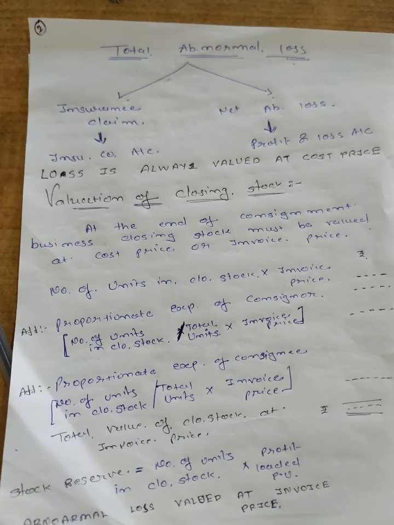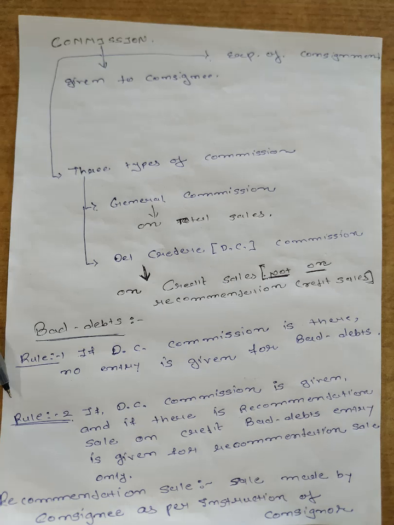Third one is a commission. Commission is an expense of the business, and it is given to the consignee for his service to the consignment business. There are two popular types of commission. One is a general commission. The general commission is calculated on some percentage of total sales, while there is a del credere commission, or a DC commission. If we abbreviate it, the popular name of this commission is DC commission. The DC commission is to be calculated on credit sales.